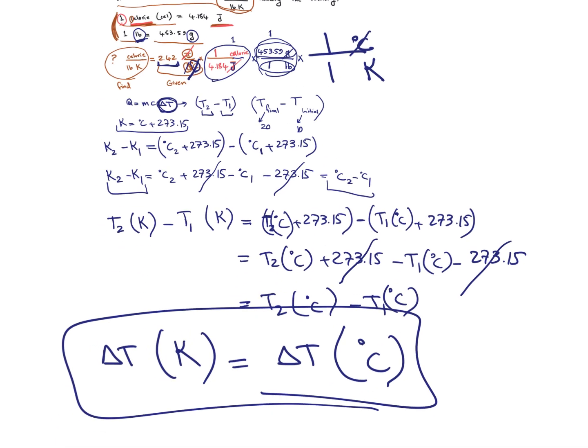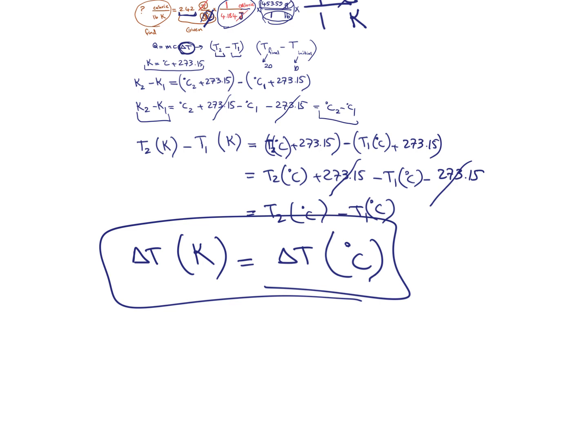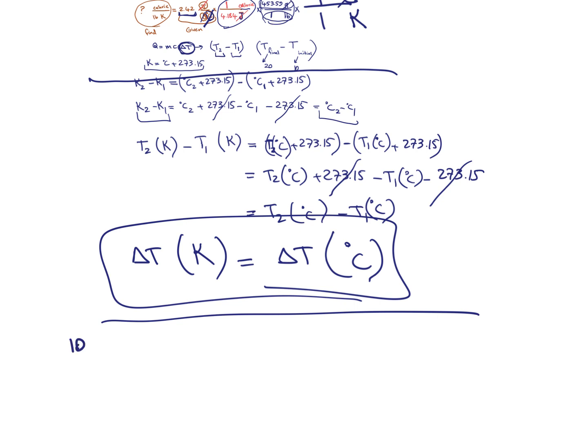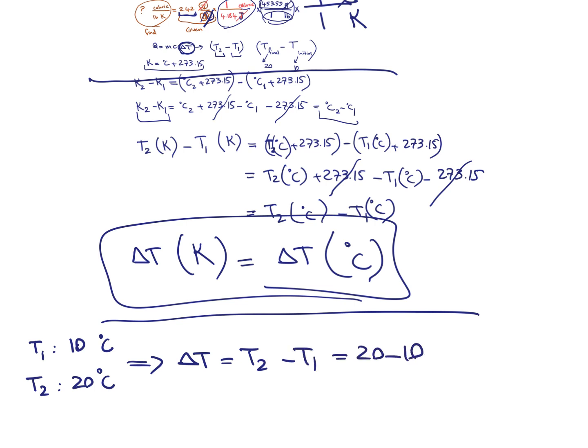Does that make sense? If this is hard to comprehend just based on the formula, just give yourself an example. Imagine you have your initial temperature of 10 degrees Celsius, and then your final temperature of 20 degrees Celsius. Delta T equals T2 minus T1 equals 20 minus 10. These are just examples, not part of your problems. I'm just trying to demonstrate a point. It would be 10 degrees Celsius.